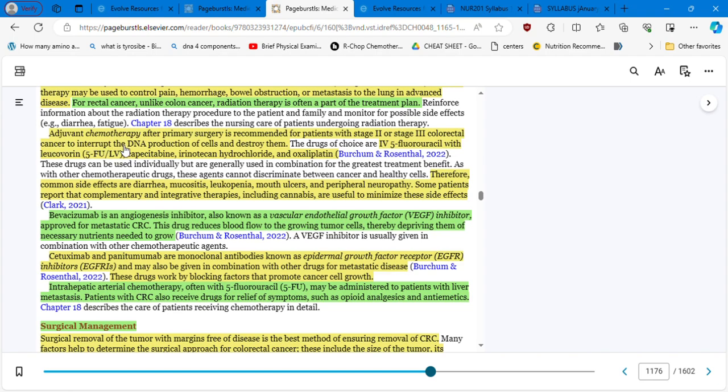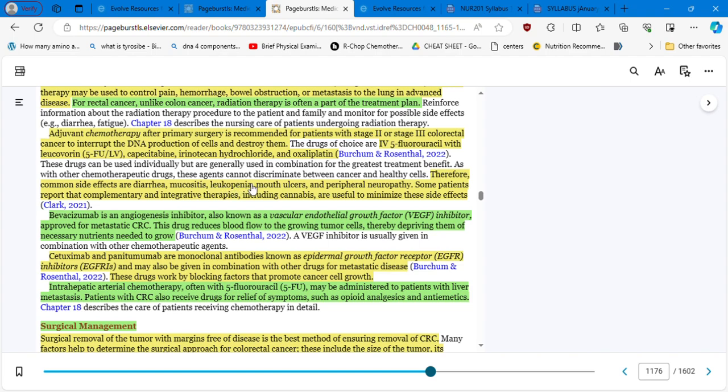Adjuvant chemotherapy after primary surgery is recommended for patients with stage 2 or 3 colorectal cancer to interrupt the DNA production of cells and destroy them. So the common agents used for this is intravenous 5-fluorouracil with leucovorin, capecitabine, irinotecan hydrochloride, and oxaliplatin. So therefore, common side effects are diarrhea, mucositis, leukopenia, and we know what it is.